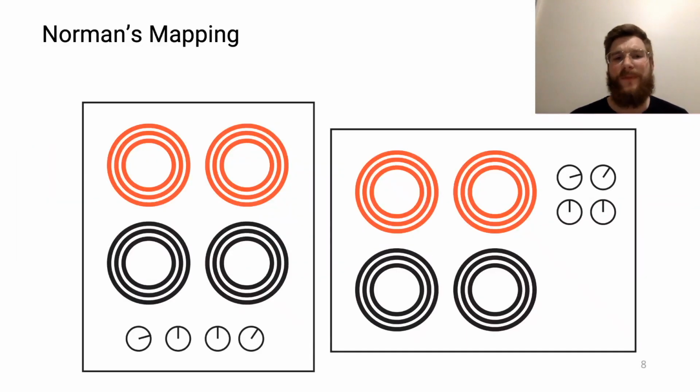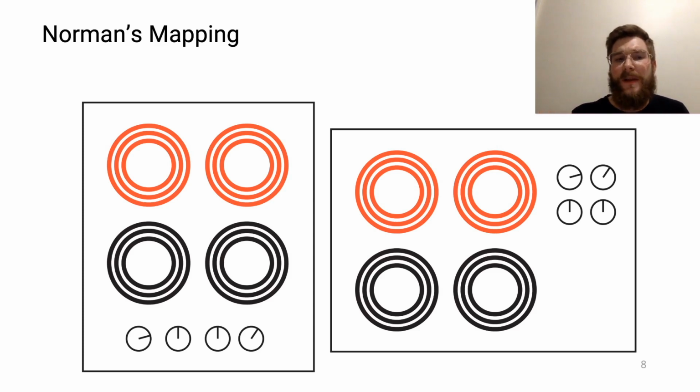The key principle behind KeyMap is Norman's mapping. And the best way to explain Norman's mapping is by using stoves. On the left we see a stove, and we can see 4 burners, and then across the bottom we also have 4 dials that control those burners.